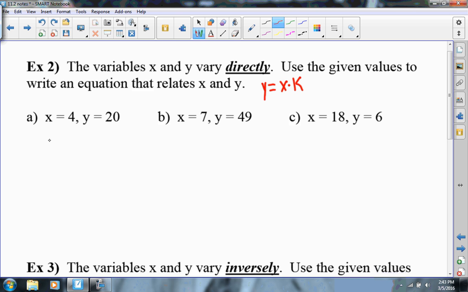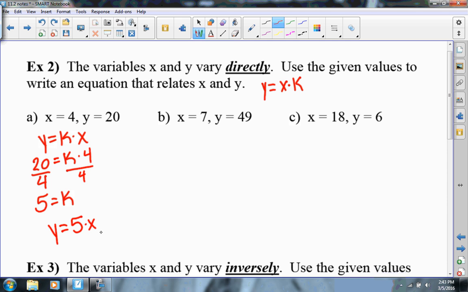So I'm going to start by taking my equation, y equals k times x, and I'm going to substitute in the values that they gave me. 20 goes in for y, the k stays k, and the 4 goes in for the x. And then if I'm going to solve for k, I need to divide both sides by 4. So 5 is my value for k. And now I can write an equation that relates those two variables. Y equals 5 times x. So that would be the equation that they want for our answer.